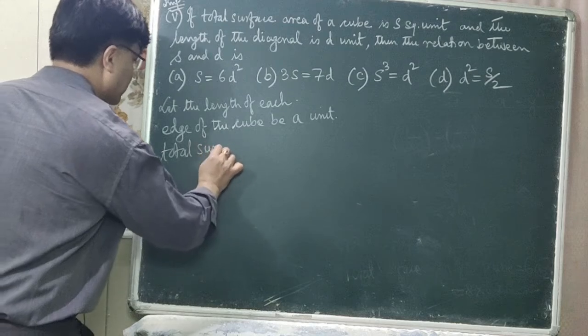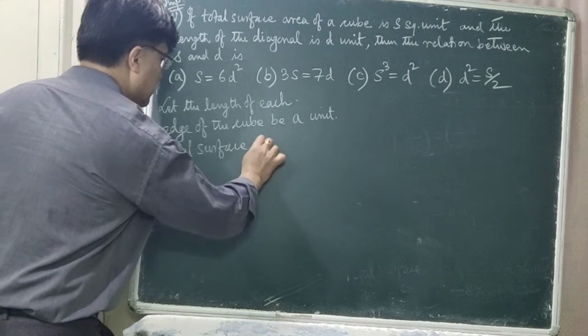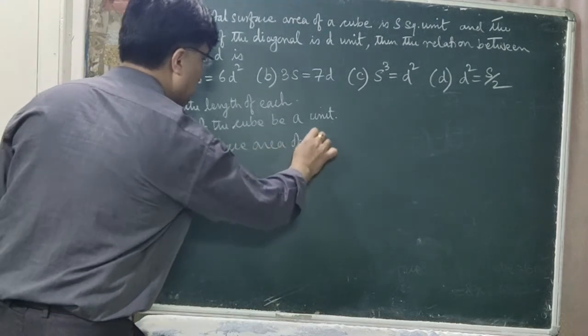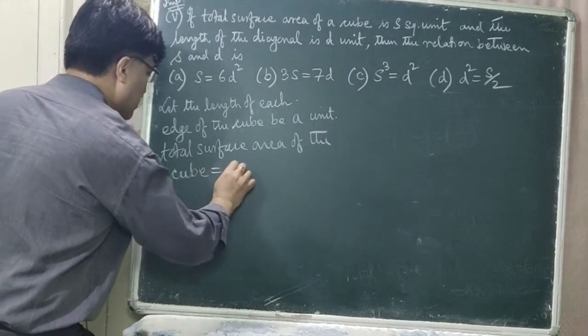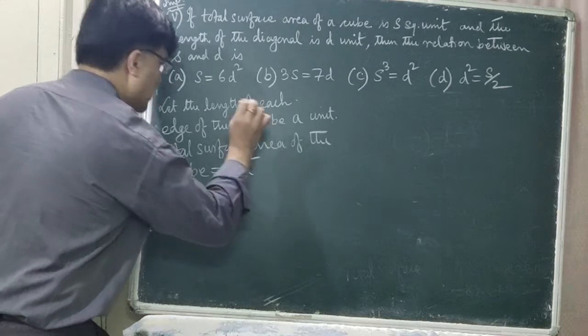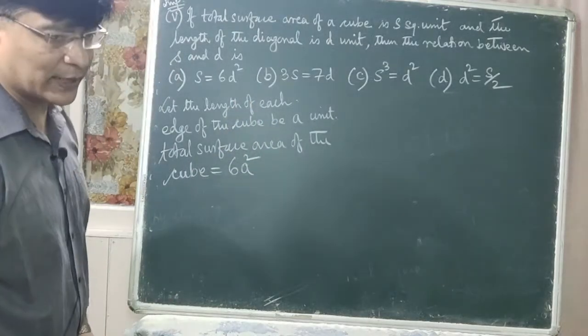Total surface area of the cube is equal to, what is the formula? The formula is 6a square.